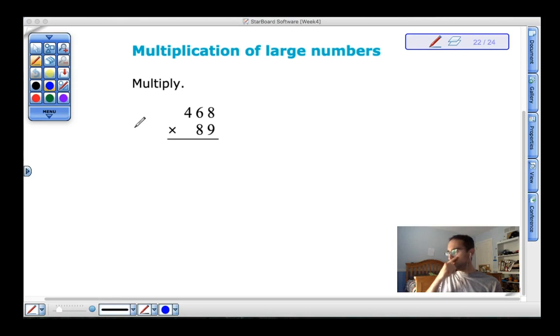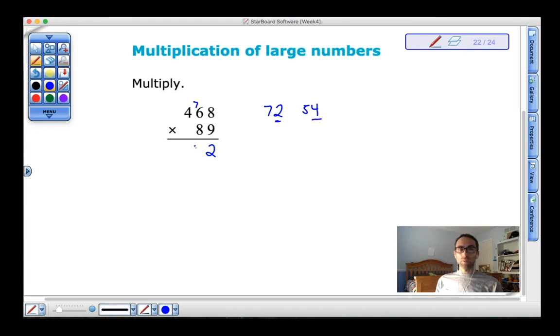Blue first. I'm going to do 9 times 8 first. 9 times 8, I get an answer of 72. So I'm going to take my 2 and put that down on the bottom, and the 7 comes up on top. I'm then going to do 9 times 6, which I get an answer of 54. So I'll put that 54 over here.